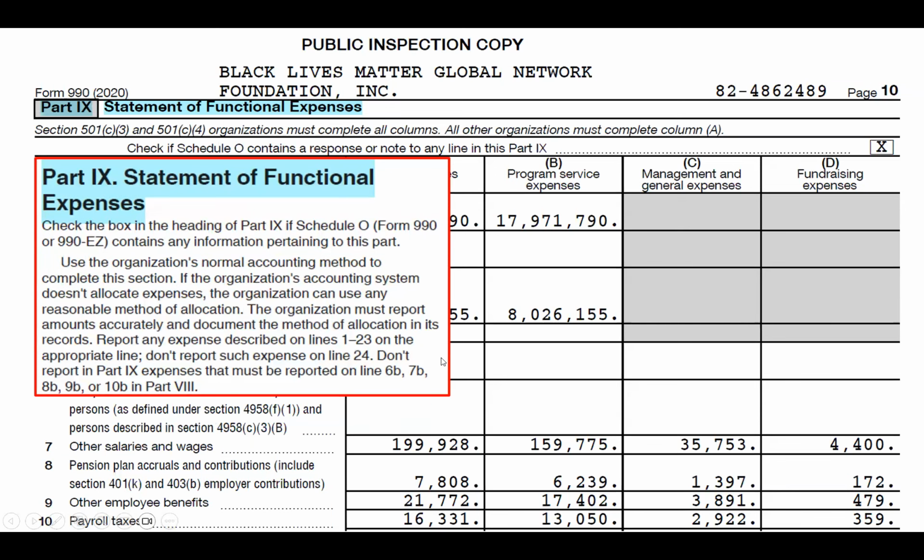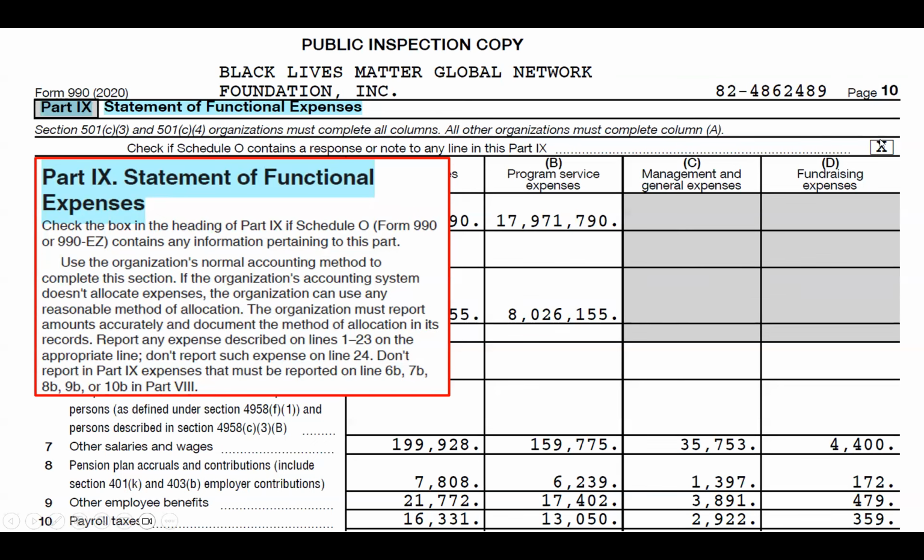Now, the information in the squares with the red borders that you're going to see, I have cropped out of the Form 990 instructions, just to let you see how the instructions read. This part that I cropped out and made a box of just explains what the Part 9 Statement of Functional Expenses is all about. It says, check the box in the heading of Part 9 if Schedule O, the Form 990 or Form 990-EZ, contains any information pertaining to this part. If you notice here, right across, it says, check if Schedule O contains a response or note to any line in this Part 9.